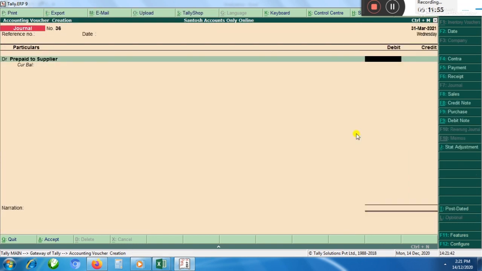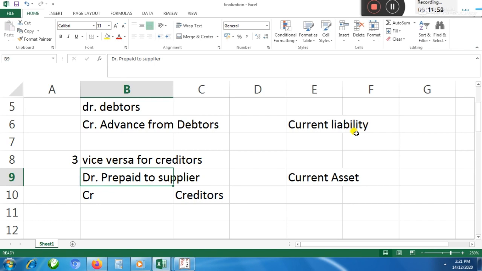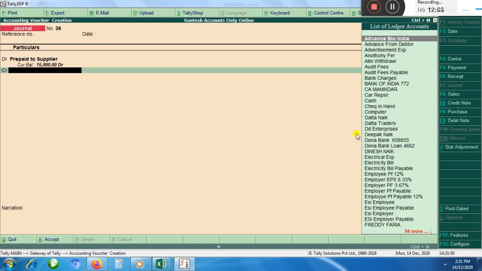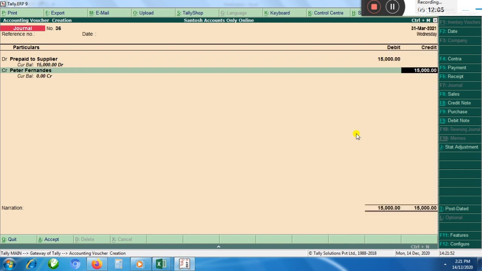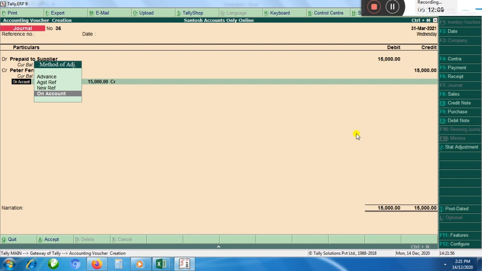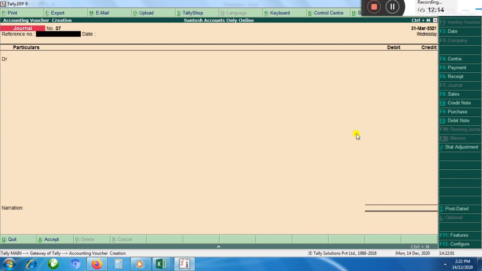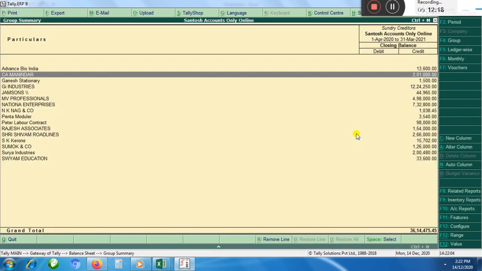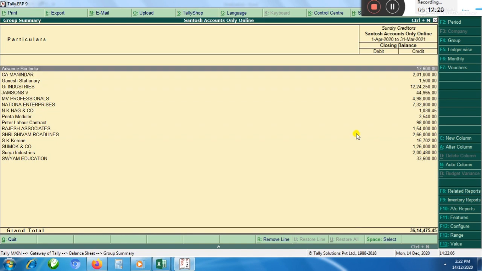Remember, current asset, say for example the total is 15,000, and credit what? That party, Peter Fernandez. That's it. If some other parties are there, you have to add all those parties' credit. So now if I go to the balance sheet, it will show all the creditors with credit balance. There is no debit balance for the creditors.